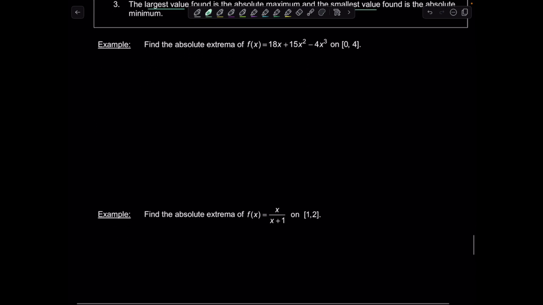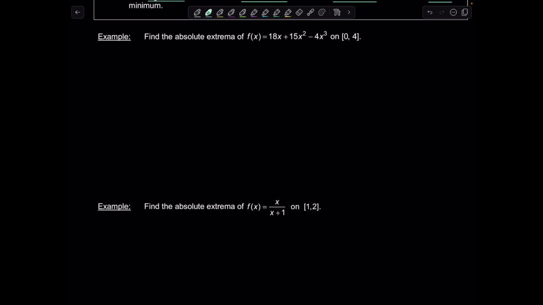Okay, so here we go. Find the absolute extrema of f of x on the interval from 0 to 4. So step 1, you're going to take the derivative and find the critical numbers. So f prime of x is going to be, again, I'm going to put it in descending powers while I differentiate. Are you cool with that? Okay, negative 12x squared plus 30x plus 18.